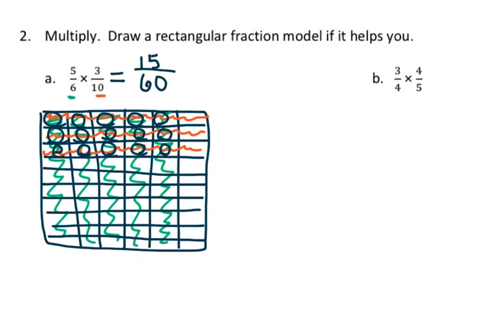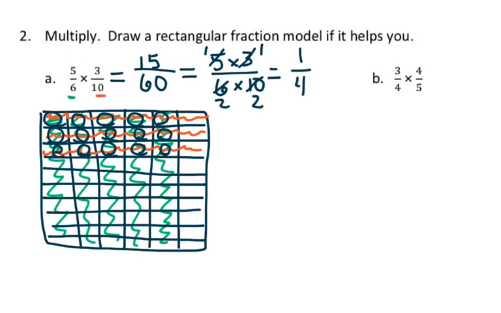Okay, so this also can be written as 3 times 5, and, oops, let's do this way. Hold on. I have 5 times 3 and 6 times 10. And this can be simplified to 1/2, and this can be simplified to 1/2. So I have 1/4 would be the correct answer.